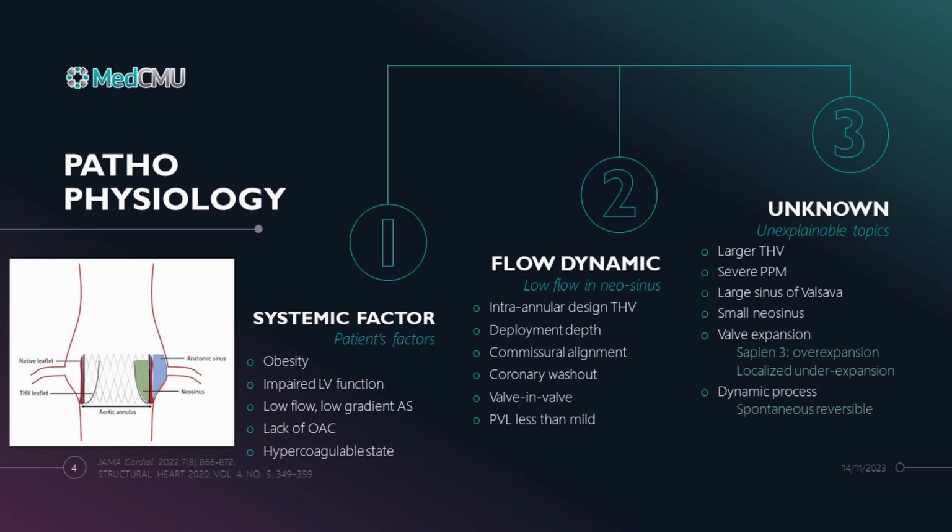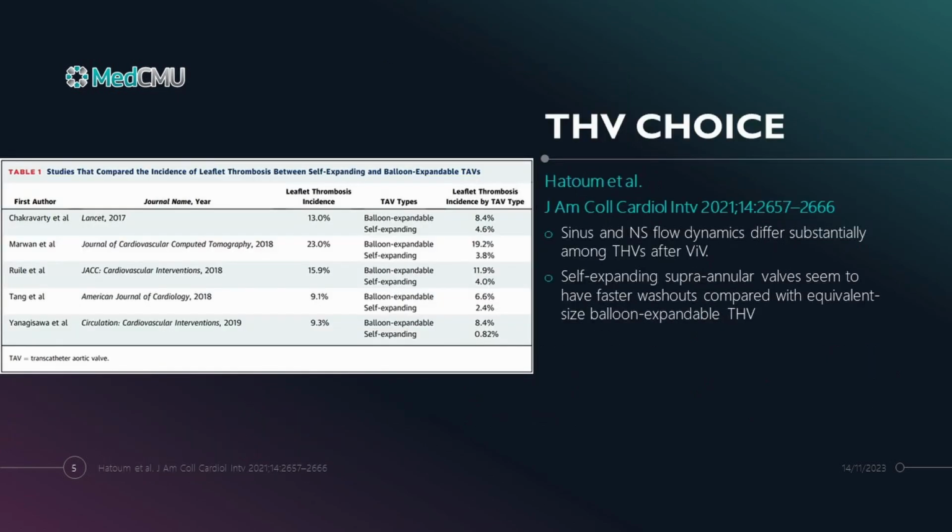Like the TAVR valve is too big or too small. There's a large sinus of the valve, a small neo-sinus. And for the SAPIEN 3, if you overexpand, or if there is some location with underexpansion, it can cause thrombosis too. The thrombosis of the valve is a dynamic process. Sometimes it can spontaneously reverse, but sometimes even after more than 3 years, the valves still have a chance of thrombosis. Look at this data.